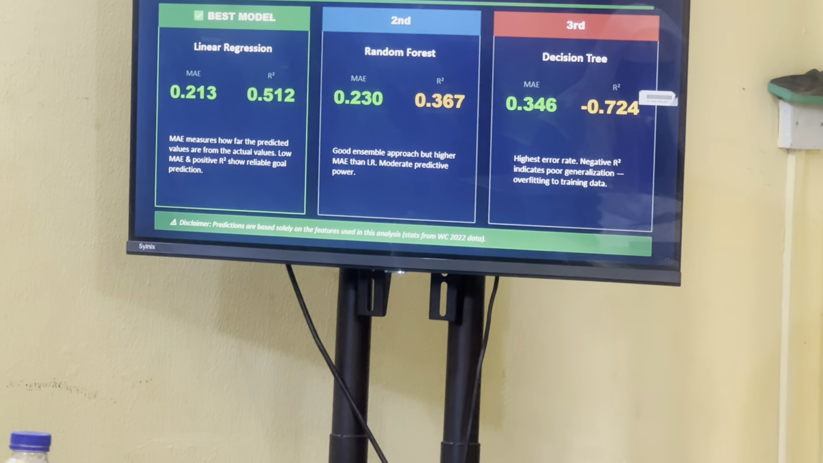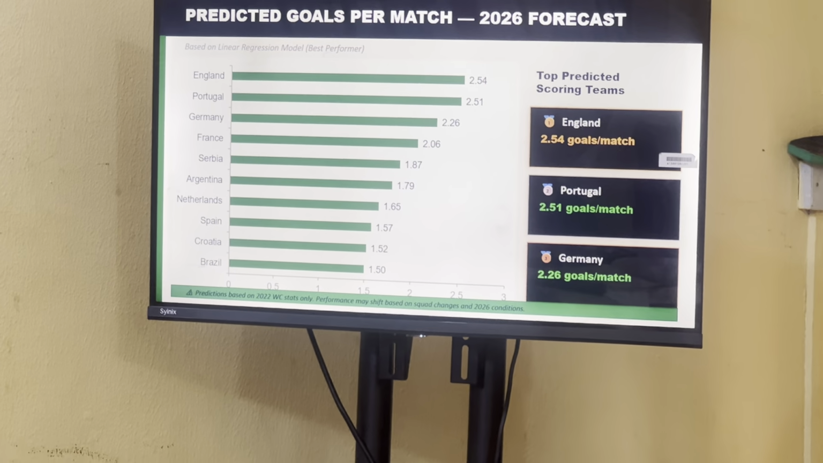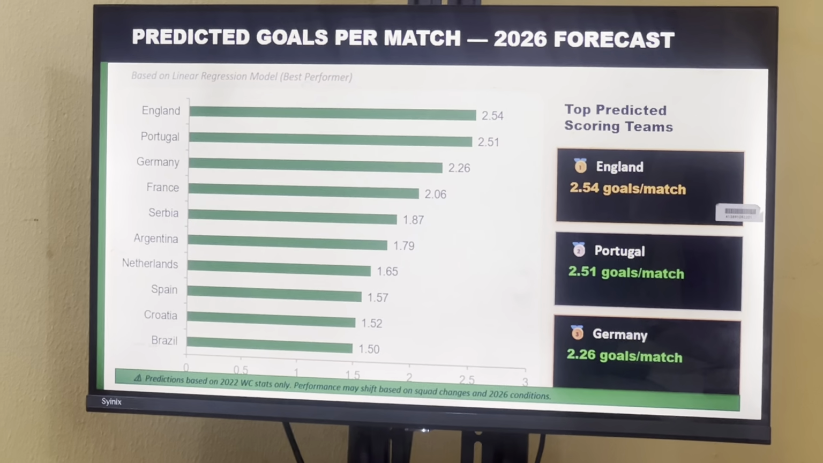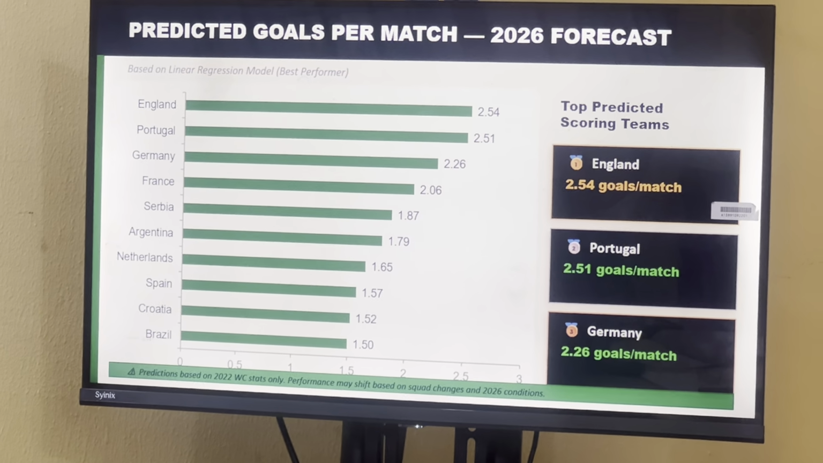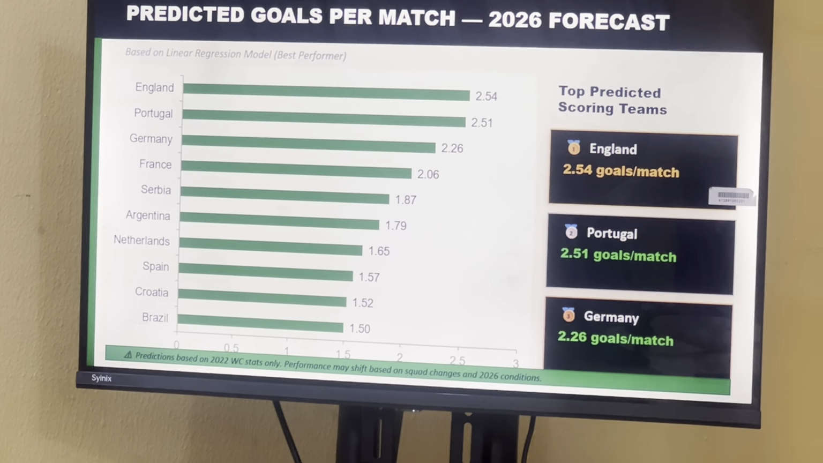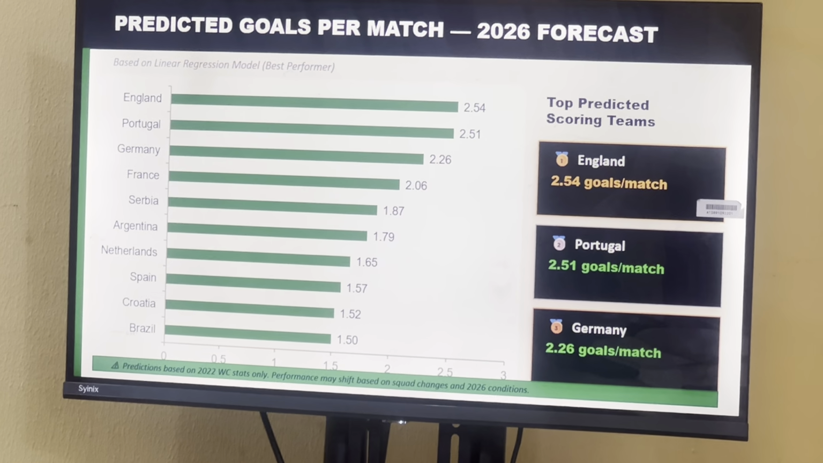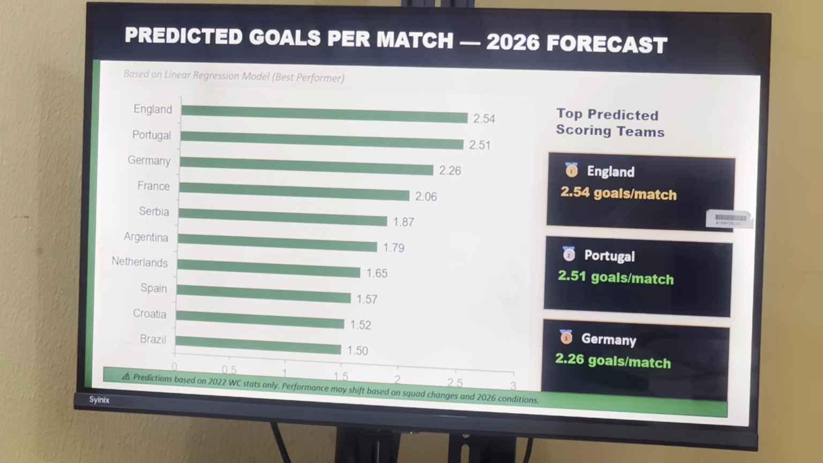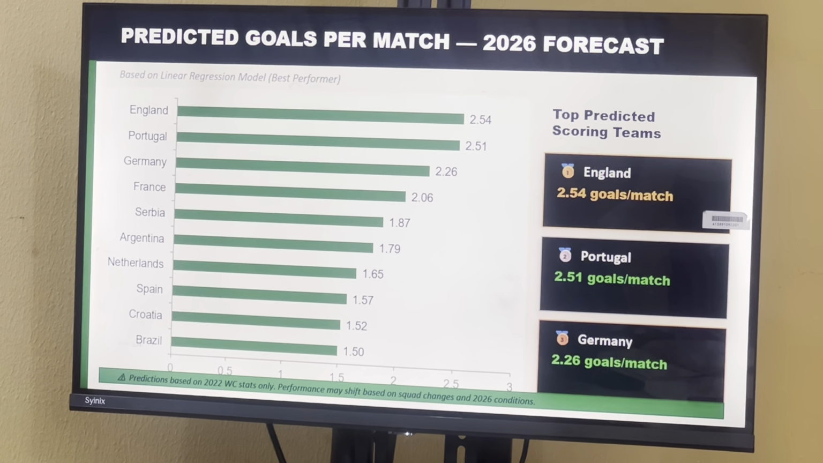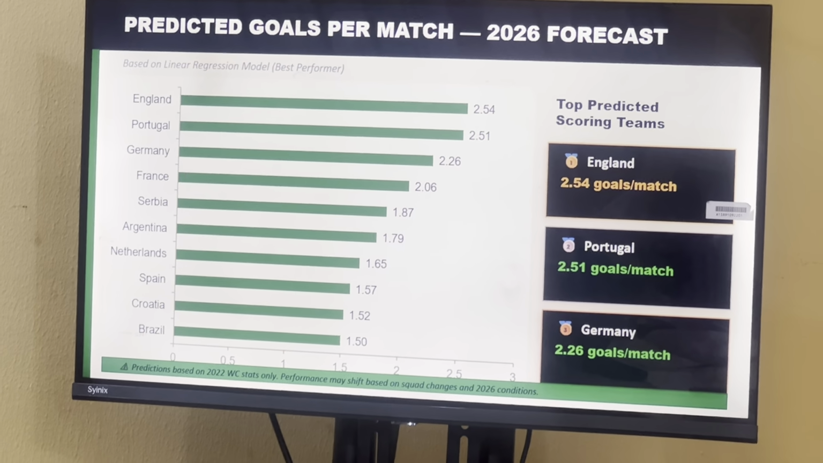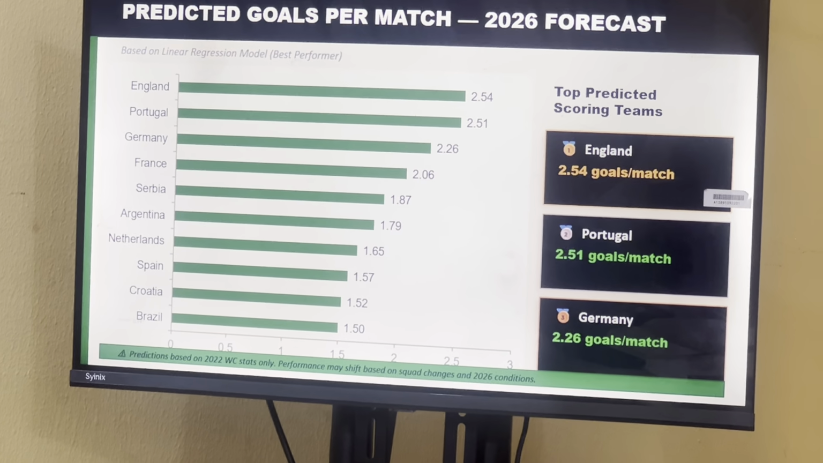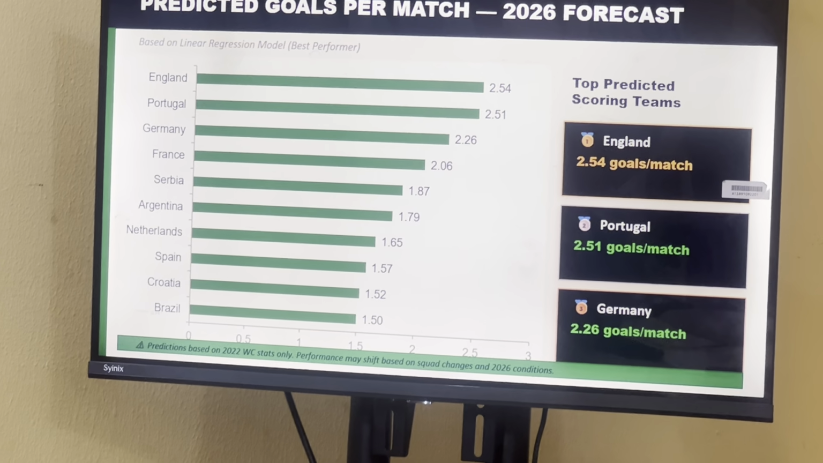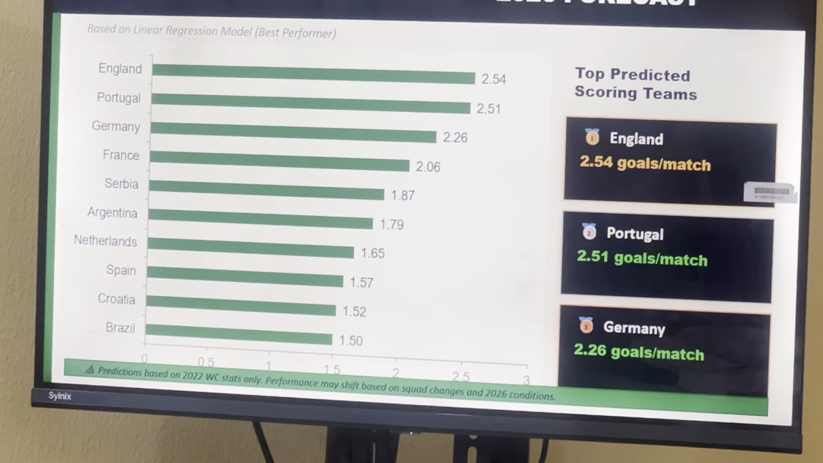Next, since linear regression is the best model to use, it was able to predict that England is going to score the most goals in 2026. The coming FIFA World Cup, which is in June, is going to see England score the most goals per match. It predicted that England is going to score 2 to 3 goals per match, followed by Portugal, then Germany. This is the prediction for June, the coming FIFA World Cup.